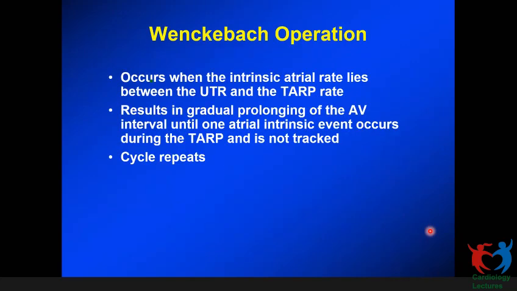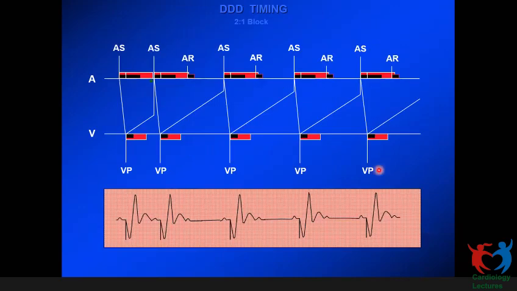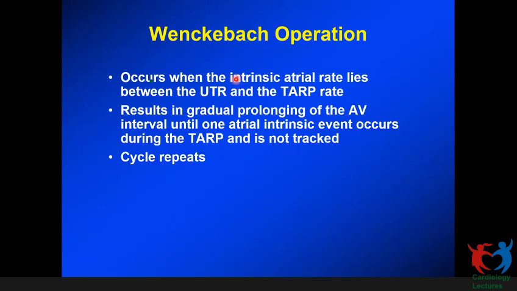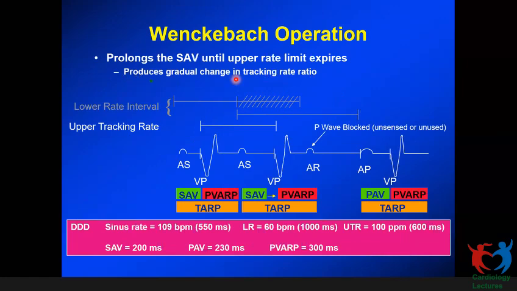The other one is the Wenckebach behavior. So that means in this case, the 2:1 block will happen if the patient's sinus rate is faster than the TARP rate. Then the 2:1 pacemaker block happens. But when the patient's sinus rate is faster than the upper tracking rate, but slower than the TARP rate, then what will result is Wenckebach. And this diagram will explain it more easily, which we actually saw a little earlier when we talked about the upper tracking rate and its behavior.